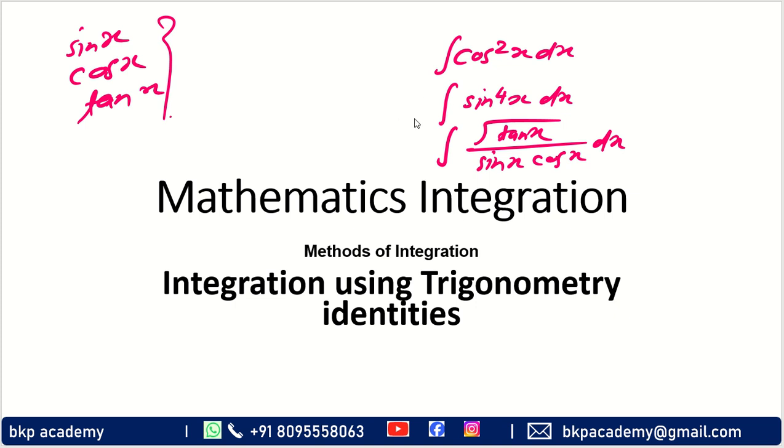There are a lot of questions involving trigonometric terms like cos square x sin to the power 4x or square root of tan x by sin x into cos x. It becomes a little bit tough to understand how to proceed with these kinds of questions. So we'll solve some 10-12 questions so that we can get a complete understanding of trigonometric identities integrations, right? So let us take some questions.